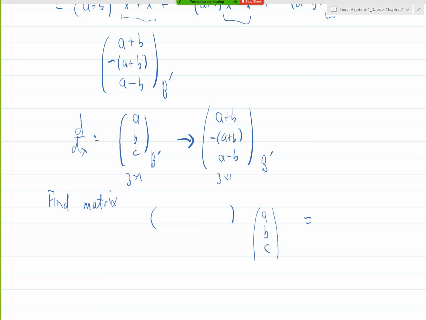All right, well, I need to write a vector on the right-hand side here. What do I write on the right-hand side? Oh, I thought it was A plus B, yes. Then negative A plus B, and A minus B. Yes. All right, so is this really a 1 by 3? It's 3 by 1. What does this have to be?